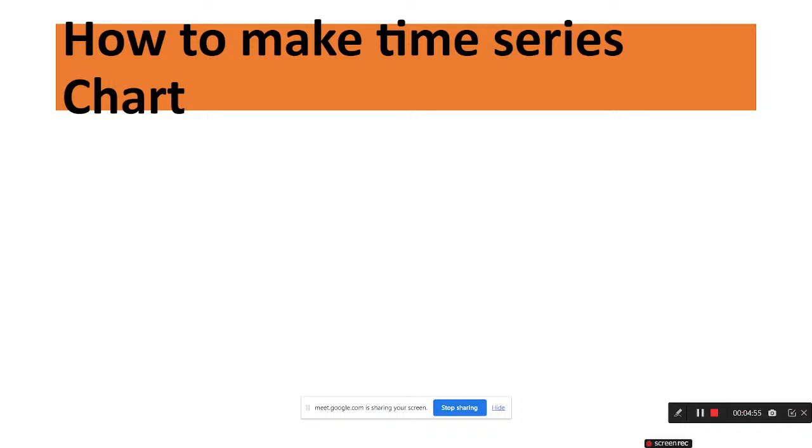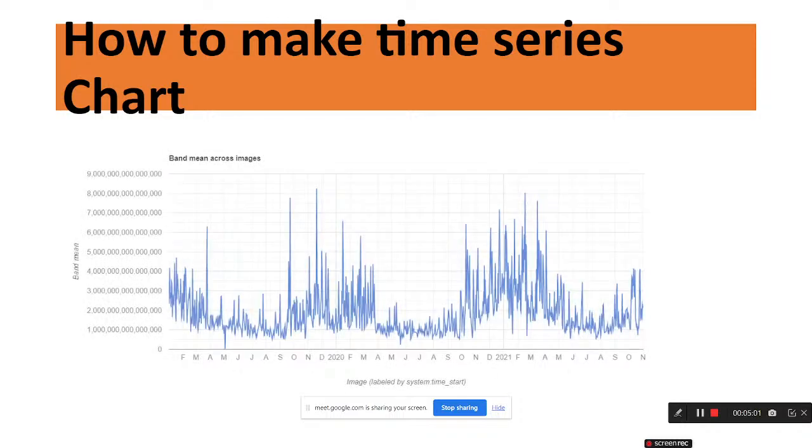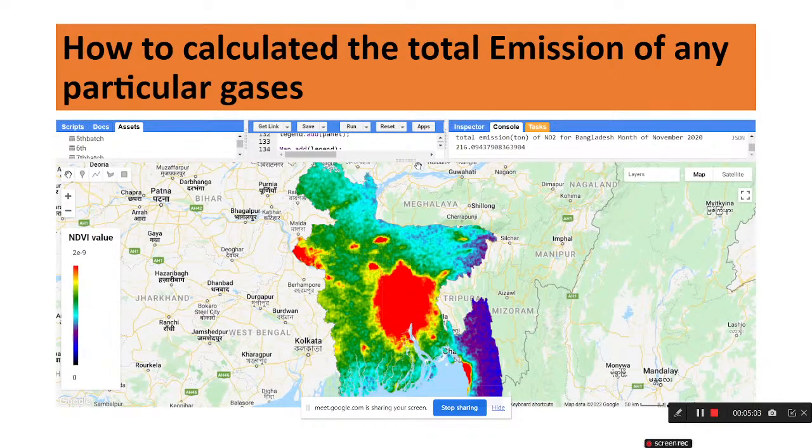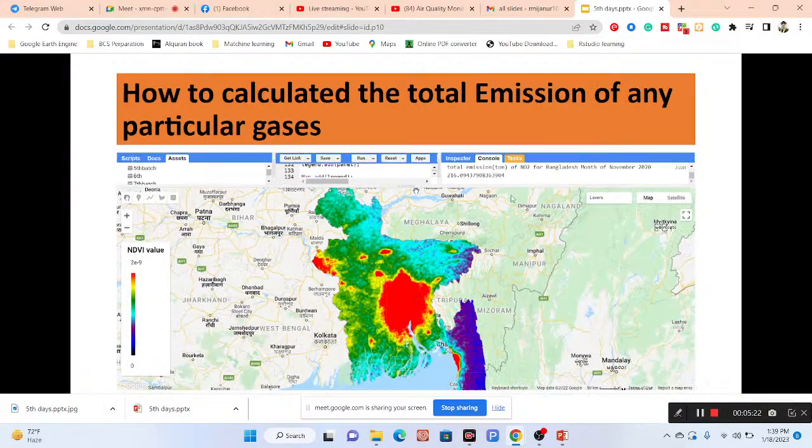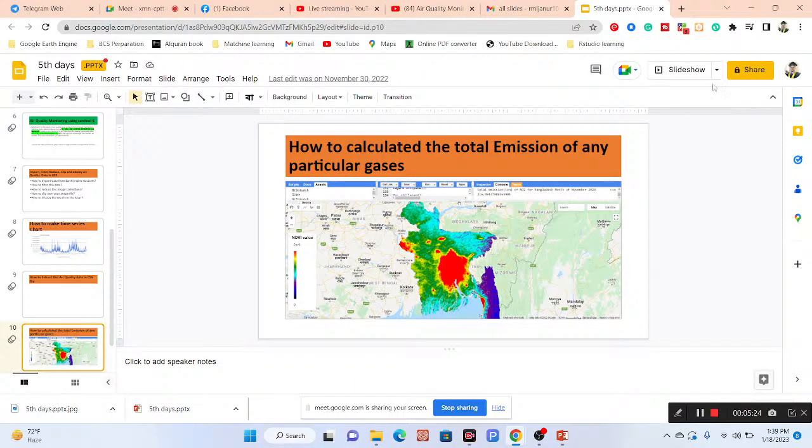And then I also try to show you how you can easily make the time series chart, mainly the changing pattern of the air quality parameters. We create the time series chart and then observe it. And how you can easily calculate the total emission of any particular gas. Suppose in Bangladesh, in the month of January, how much nitrogen dioxide. So let's go. I show you all of the things practically step by step. So for that, I simply open my code editor.